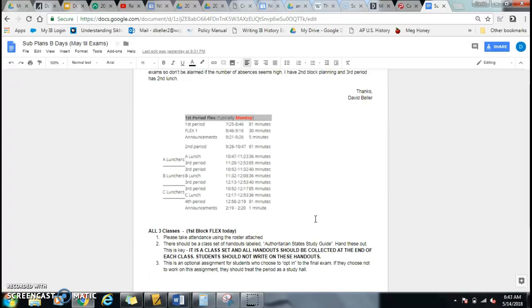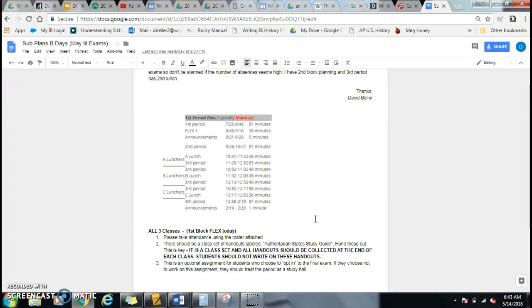make a copy of it on your own paper. But I took the Authoritarian State Study Guide. I did some tweaks to it, and I made it fit for it to be able to be used for Millbrook High School. And so the whole idea here is that you're using the Authoritarian State Study Guide and you're using Millbrook High School as a case study.